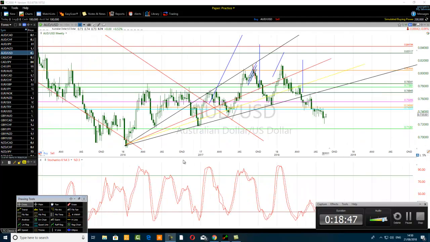Projection of angles also allows us to set a target: the angle between two trend lines. Go out, project it up. So here we have a wider angle between the two black trend lines. So we can measure that.